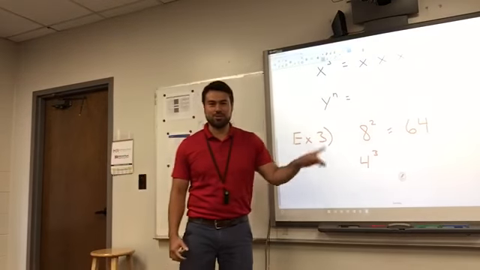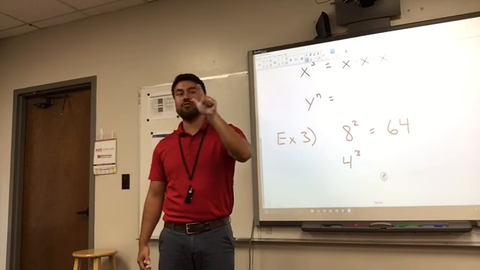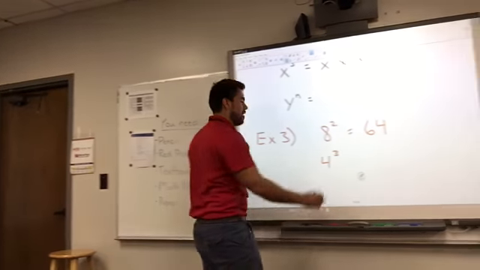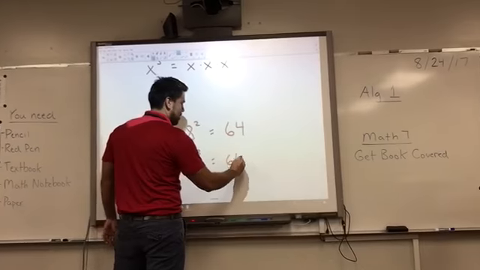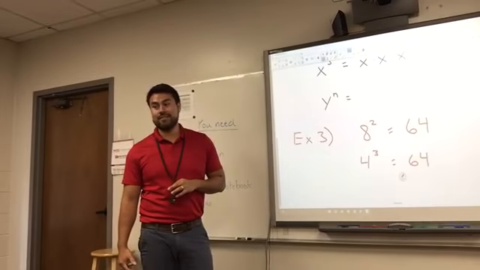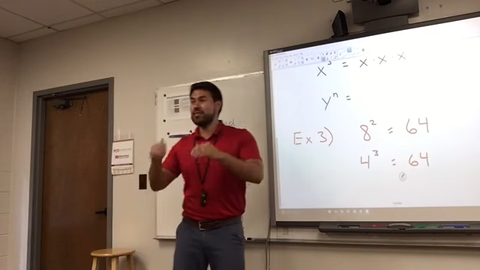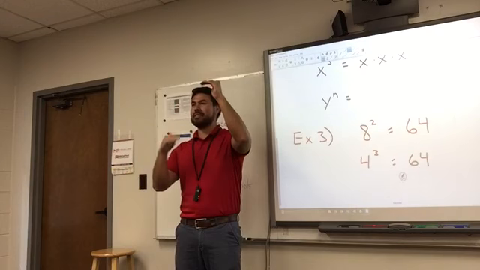Okay, ready guys? Mental math. What's 4 times 4? 16. What's 16 times 4? Oh, that also equals 64. Okay, there's another one using a base of 16. Not 16, because if you did 16 to the second, that'd be 16 times 16.